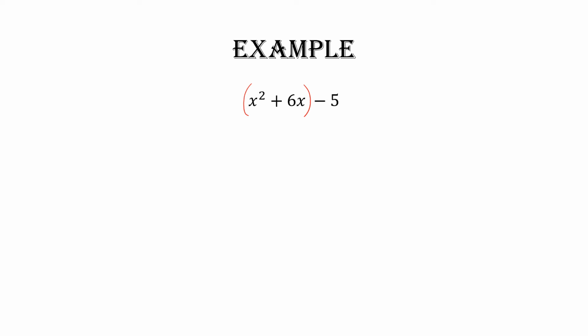So when we do this now, the second step states that we find half of b. So b is 6. Half of b would be 3, and we have to square it. We add it squared on the inside, and we subtract it squared on the outside. So the next step will look something like this.